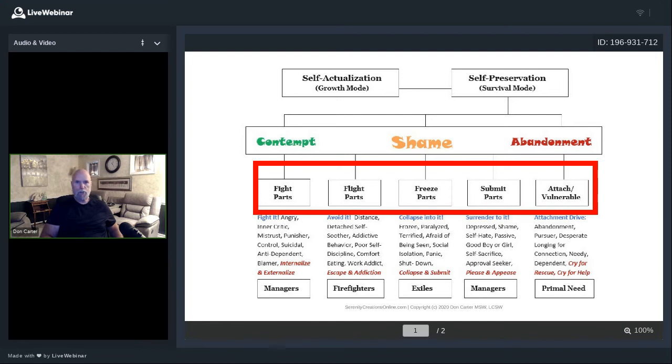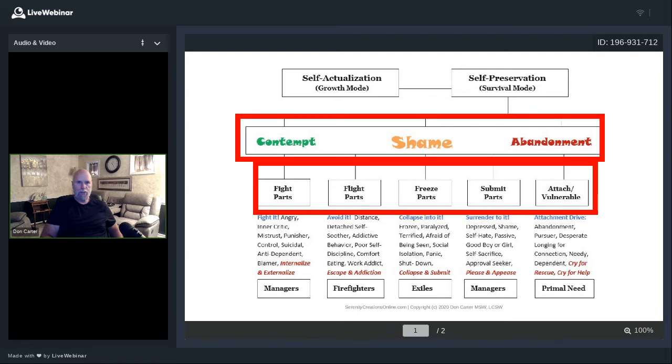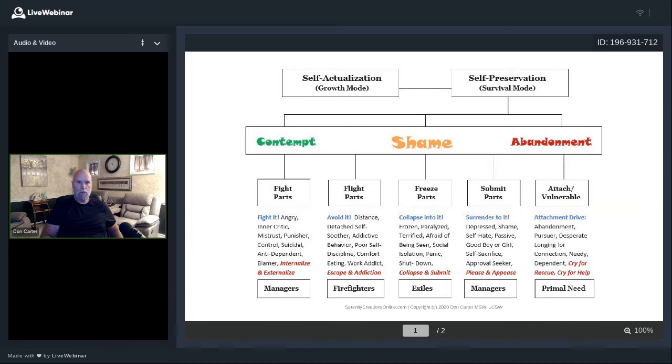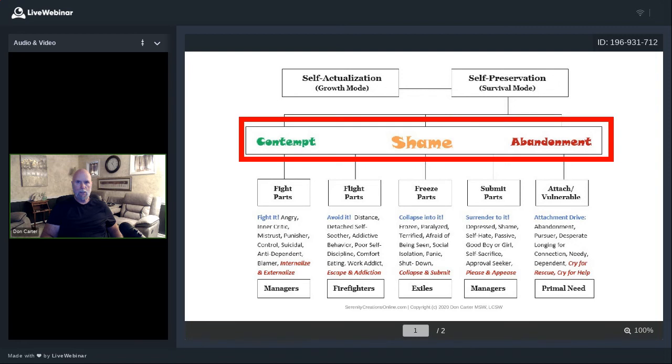But they can also be toxic and they can become very dysfunctional. That's because of this abandonment, shame, and contempt. So I see that as a filter. It's a filter that runs between the survival mode and these parts here, and it taints all of these responses based on abandonment, shame, and contempt. And so there's internal threats that come with each one of these.